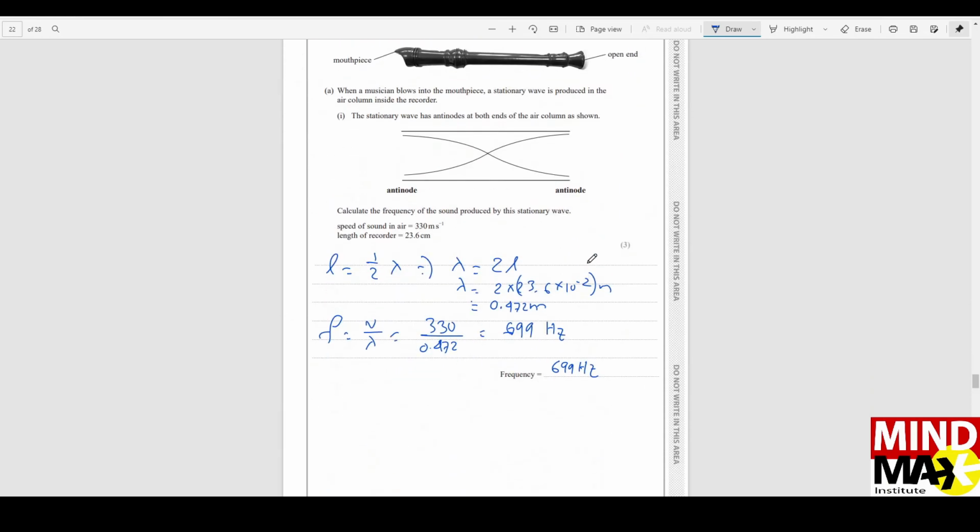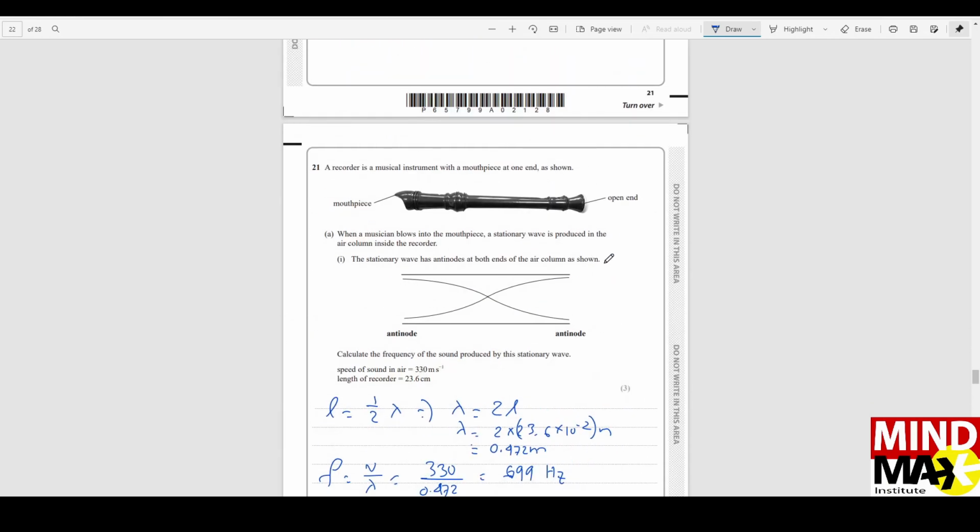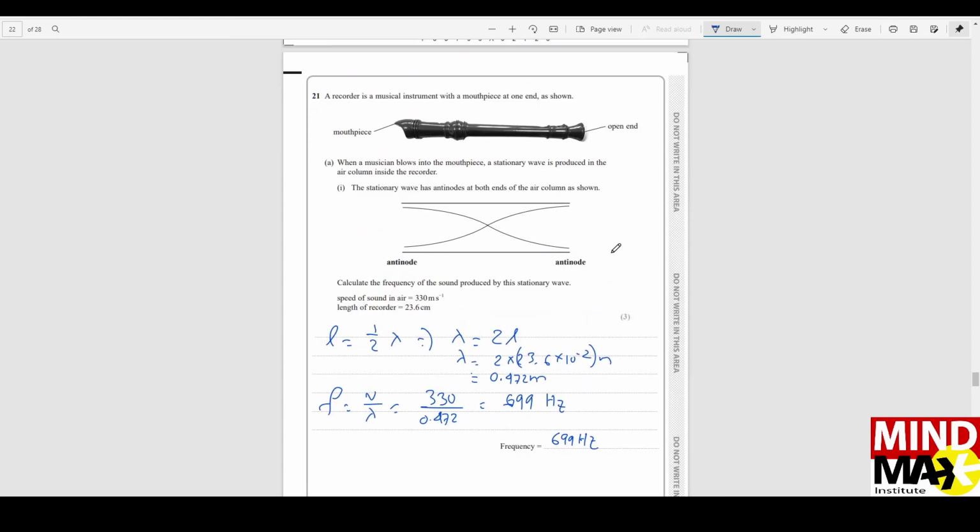Number 21, this is the last question. It's about nodes and antinodes, stationary waves. So we need the frequency of the sound produced by the stationary wave. This is a first harmonic situation. So what does the first harmonic look like? It looks like this, right? On both sides of the stationary wave, we have nodes.